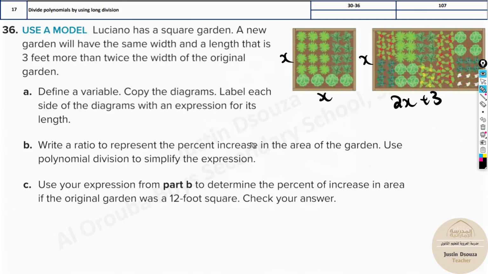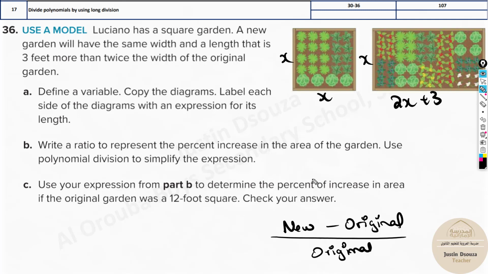So, percent increase is basically the new value minus the original value, original divided by the original, always division by original. Okay, this is the percent increase because we're finding the increase, right? How much is the increase? Multiplied by 100 to get the percentage. This is the formula. Write a ratio to represent the percent increase of the garden. Use polynomial division. Okay, what you're basically doing is, let's write what is the new area. So multiply these two. The original area was x squared. What is the new area? Multiply 2x into x squared plus 3x.